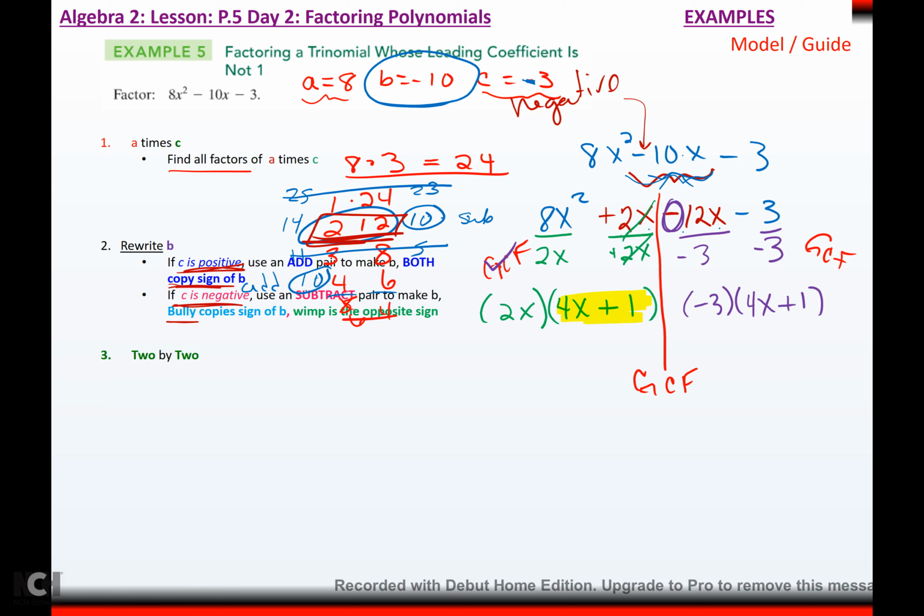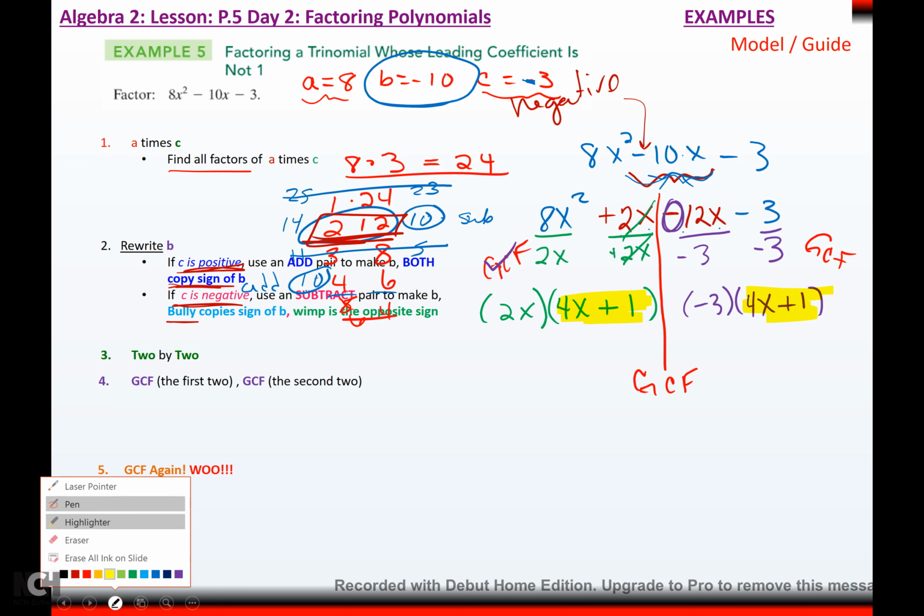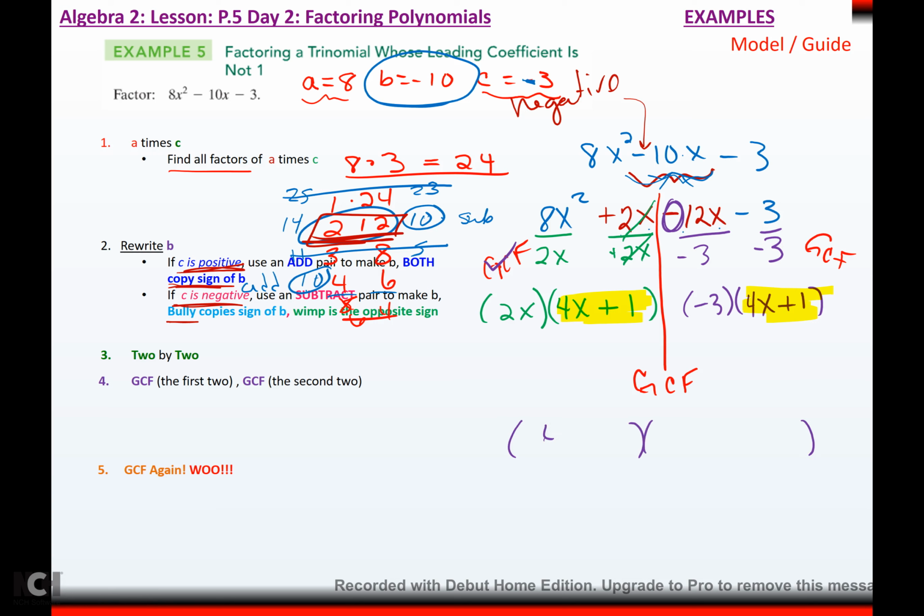And remember, at this point, if you don't have a matching binomial on both sides of that wall you drew, one of two things is going on. Either you did something wrong, or it's prime. There, we did the GCF, GCF. So now we're at GCF again. You know now what I just highlighted is the final GCF again. The common binomial is 4x plus 1.